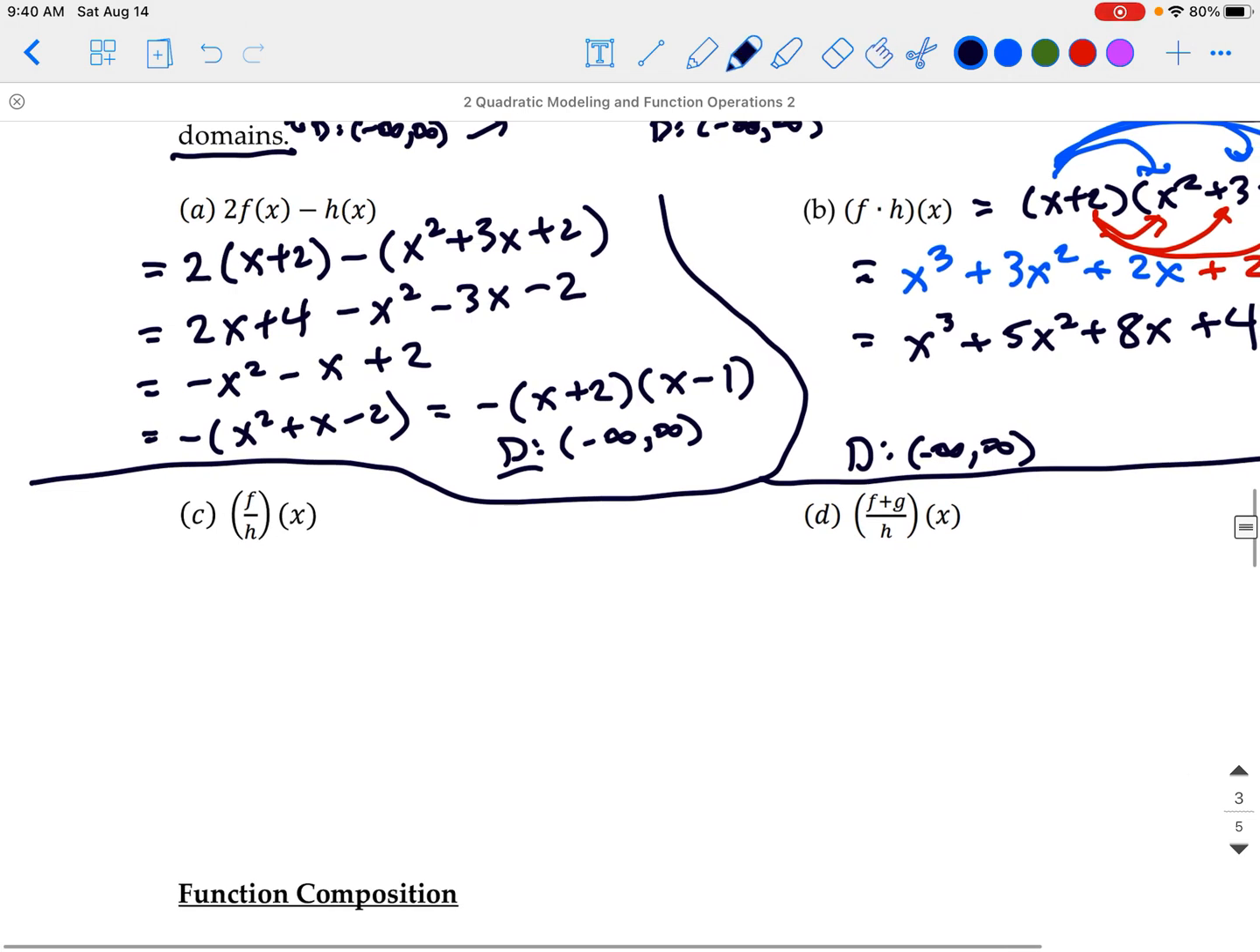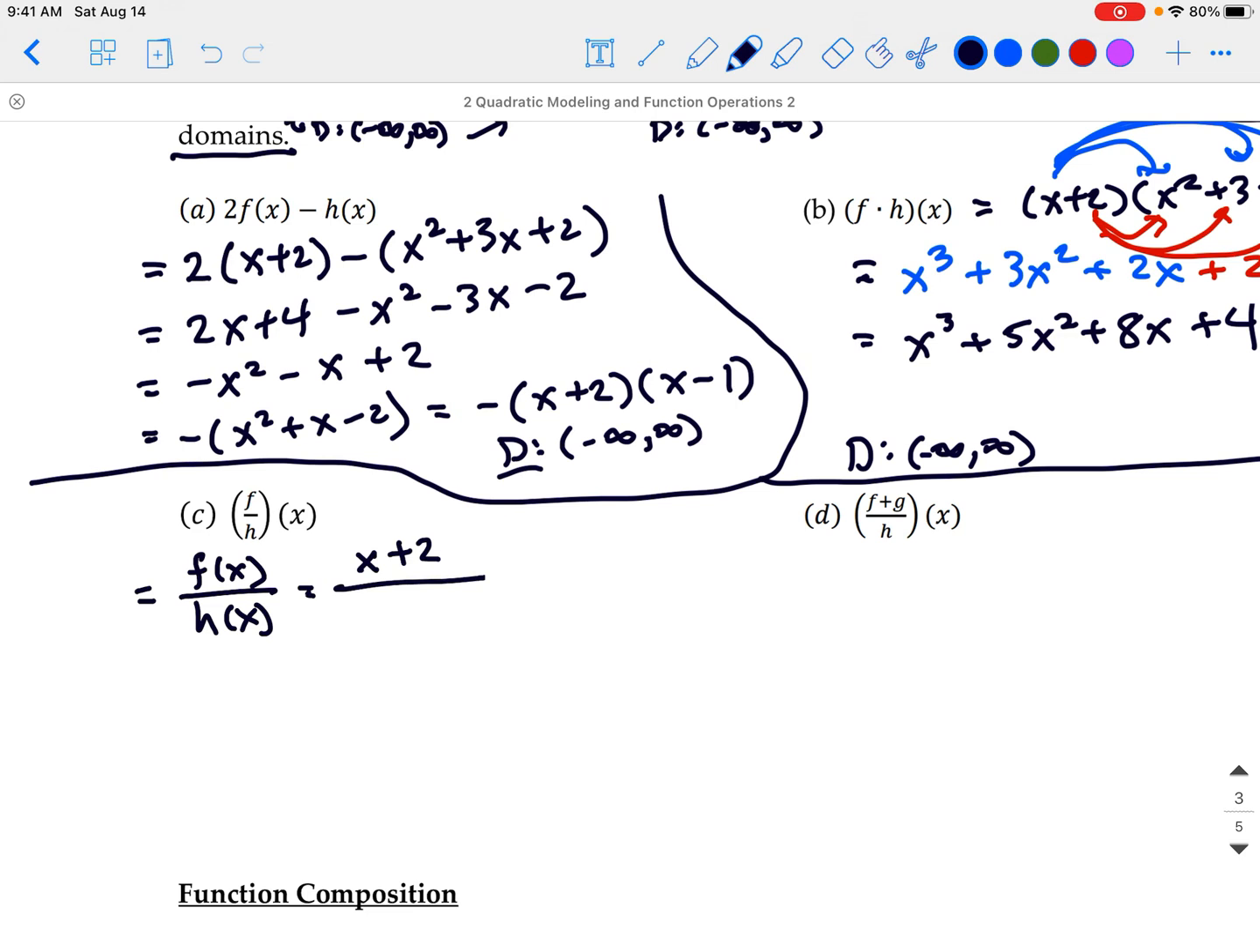For part C, now we're going to be dividing h. So we'll just note this is the same as f of x over h of x. So if you want to rewrite first to kind of split the terms into a numerator and denominator, you can do that. So we'll have x plus 2 over x squared plus 3x plus 2. And now we're going to want to factor, because what we're going to worry about here is, are we dividing by 0? So we definitely don't want to be dividing by 0. So we'll note that we can factor the denominator as x plus 2 times x plus 1, which means we can determine our domain before doing any additional work.